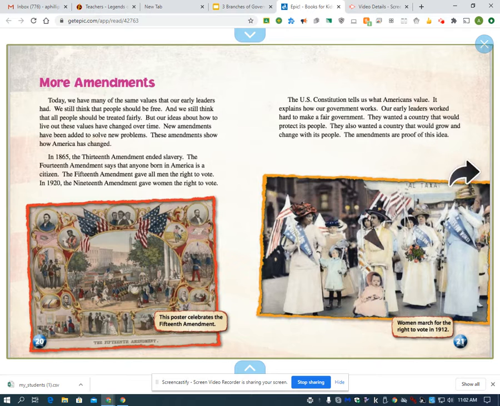The U.S. Constitution tells us what Americans value. It explains how our government works. Our early leaders worked hard to make a fair government. They wanted a country that would protect its people. They also wanted a country that would grow and change with its people. The amendments are proof of this idea.